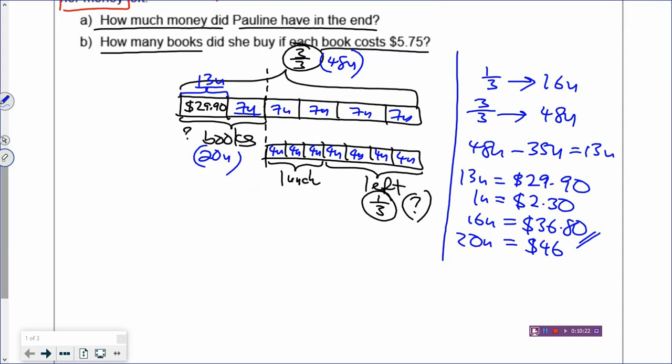So how many books did she buy? Then you take the money that she spent on the books and you divide by how much is one book, which is $5.75. So 46 divided by 5.75, and she has bought 8 books. And you have solved the problem just by looking at the model.